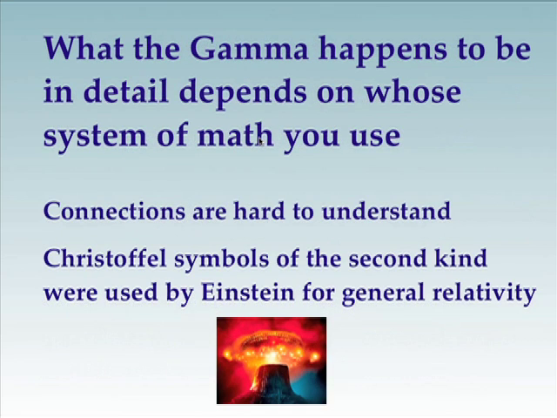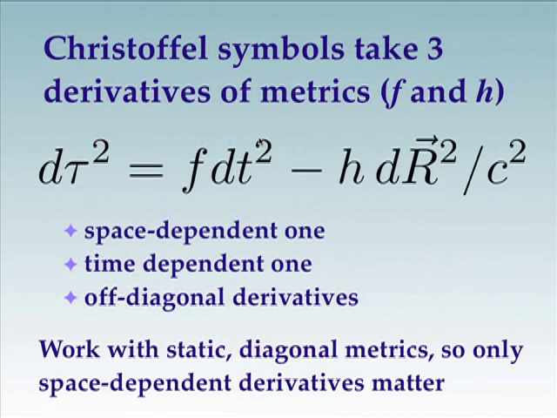So what is that gamma? Well, actually, there's not an answer. There's a whole field of study, many different areas of study about what you should use. And it is hard to understand. I'm going to use Christoffel symbols of the second kind, because that's what Einstein used for general relativity. But what does that fancy bit of math say? Well, basically, if you've got a metric, you start taking derivatives of these. There are ones that depend on space, ones that depend on time, and ones that depend on off-diagonal elements. That's something I haven't gone into.